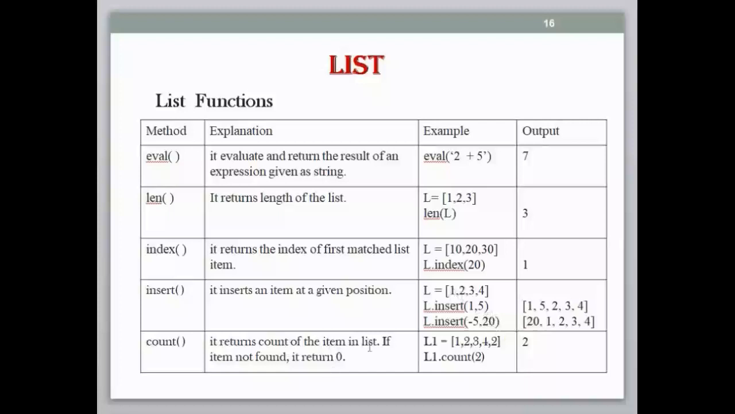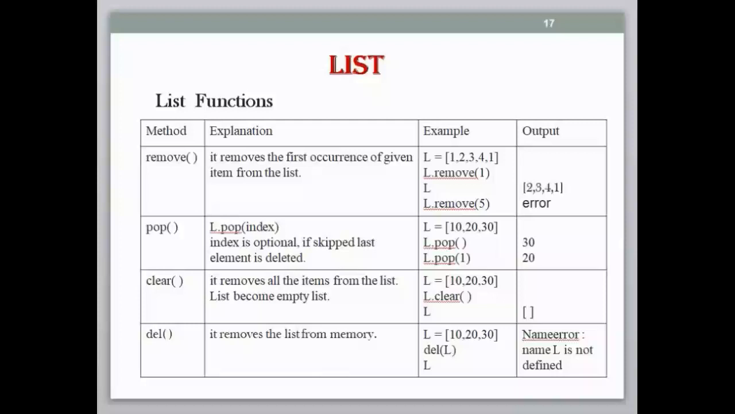Count. It returns count of the item in list. If item not found, it returns 0. So L1 is 1, 2, 3, 4, 2 and L1 dot count 2. So it will count how many times 2 is present in this list. It is 1, 2. So answer is 2.